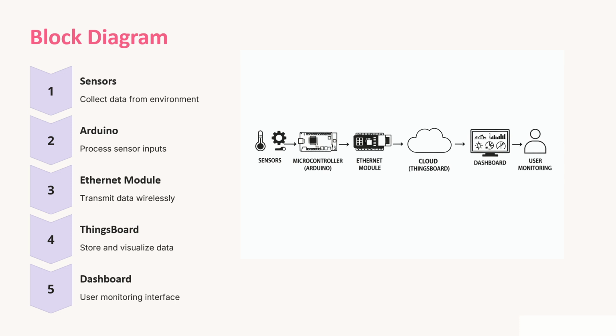Next, the processed data is transmitted to the Ethernet module and MQTT protocol. MQTT is a lightweight communication protocol that is very suitable for IoT applications because it uses less bandwidth. Next, the data reaches the ThingsBoard. It is a cloud platform where data is stored and analyzed. Finally, it is displayed in the dashboard using graphs, gauges, and indicators. Users can monitor this system in real time and also send control commands back into the devices. So the entire system works in a cycle of sensing, processing, transmitting, and visualizing the data.